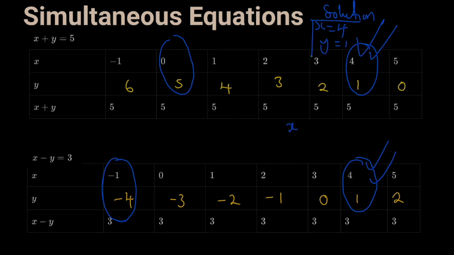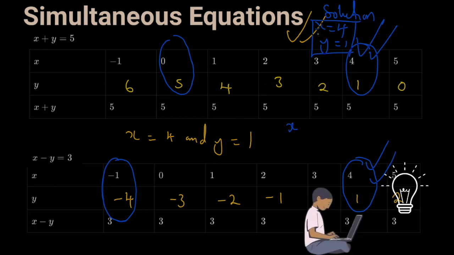Okay, so like this. So this one would be your solution, okay? This one would be your solution here. So x equal to 4 and y equal to 1. Okay, so this would be the solution for a simultaneous equation.